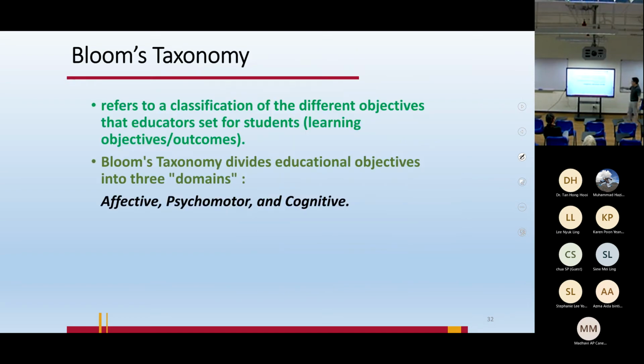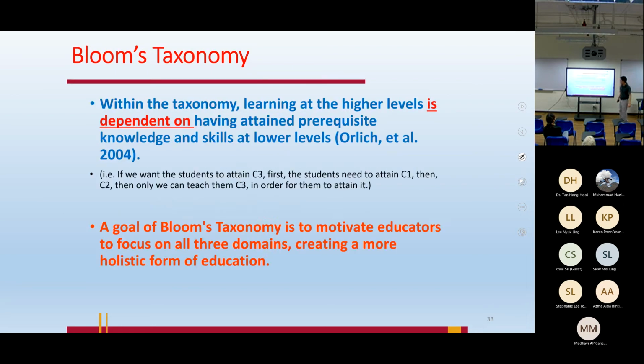Okay, classifications of the different objectives that educators set for students. So when we talk about the taxonomies over here, there are different classifications that students need to achieve, based on discipline and different aspects. There are 3 key domains as you see over here. Within the taxonomies, learning at a higher level is dependent on having attained prerequisite knowledge and skills at a lower level. There is a bit of a hierarchy over there.